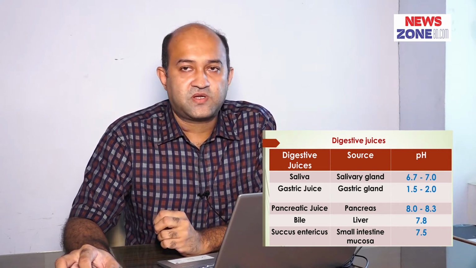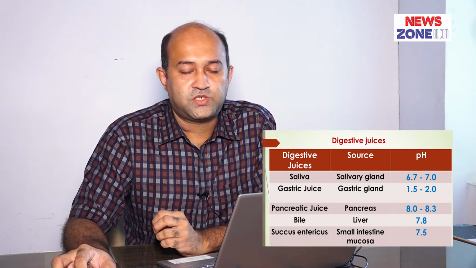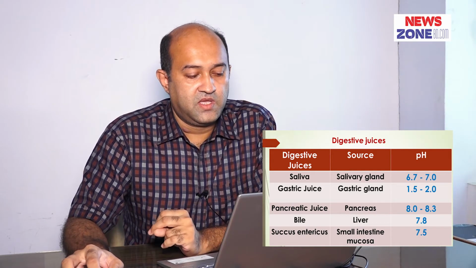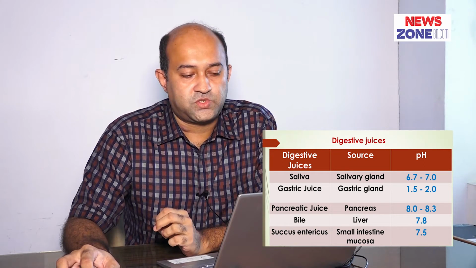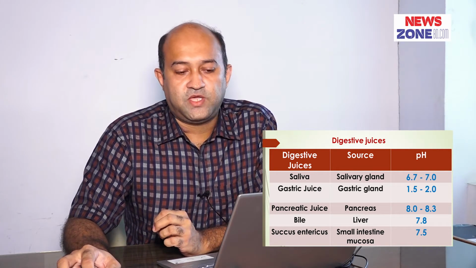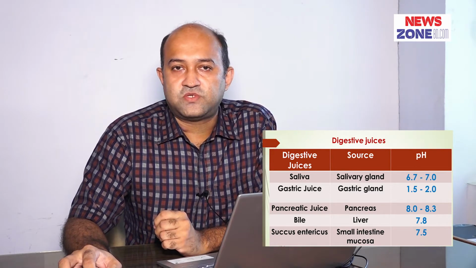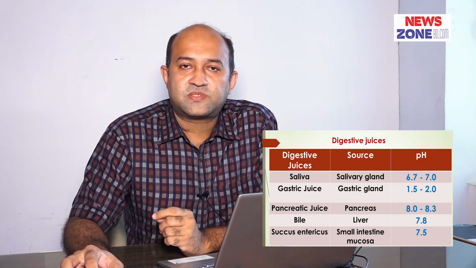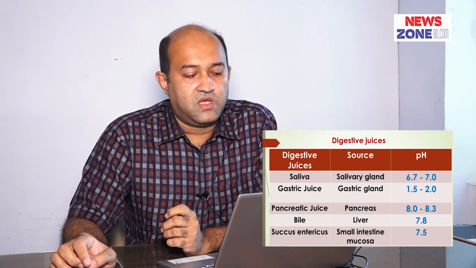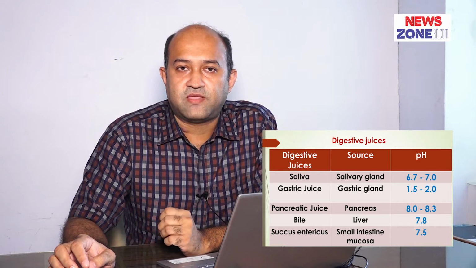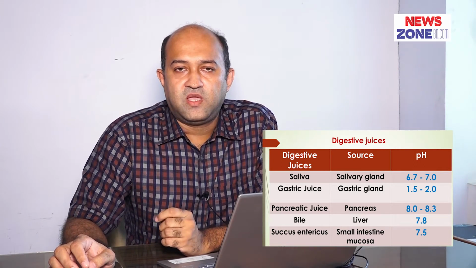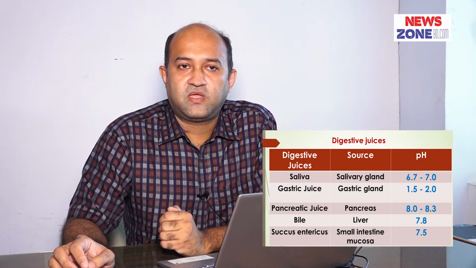And all these have different pH. Saliva has a pH of 6.7 to 7, gastric juice has a pH of 1.5 to 2, pancreatic juice has a pH of 8 to 8.3, and bile and succus entericus have almost neutral pH. So why do these juices have different pH? Because all these digestive juices have different enzymes, and different enzymes have different optimal pH in which they work best.